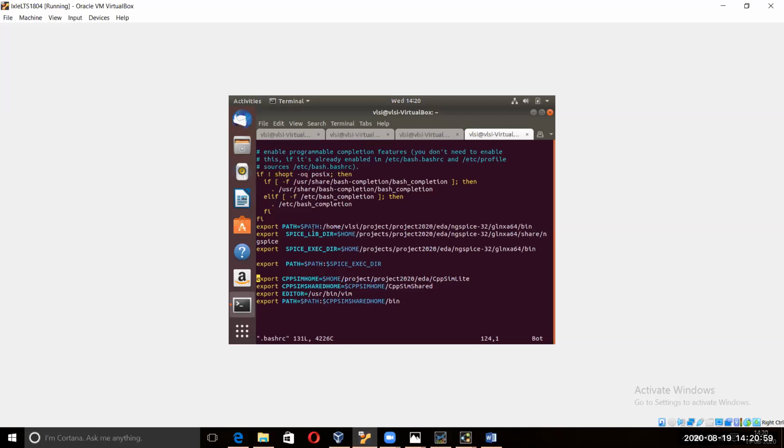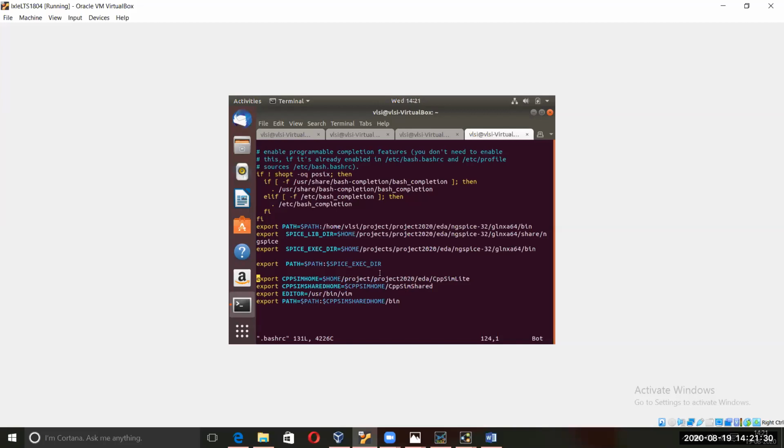That is /home/VLSI. Here I have written the path in the form of a dollar sign. Sorry, I have given the path in my project directory, so I have written it like that: project 2020 EDS and CPPCM Lite. This path should be the same for everyone. The first few folders may differ according to the directory you created. If you specify this first part, then all the next paths are relative paths and it will take them automatically.